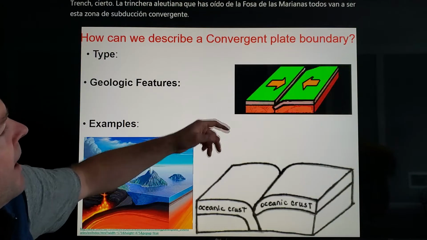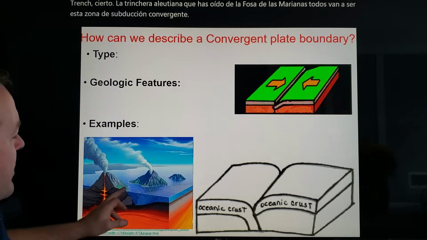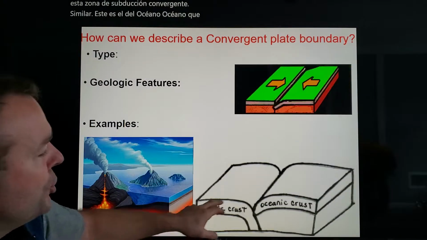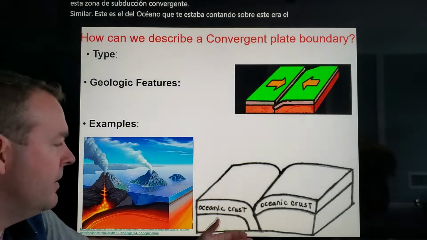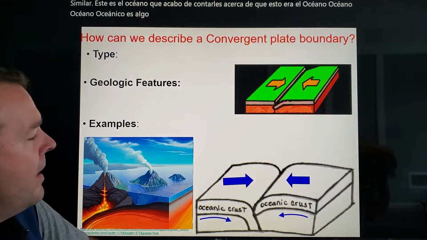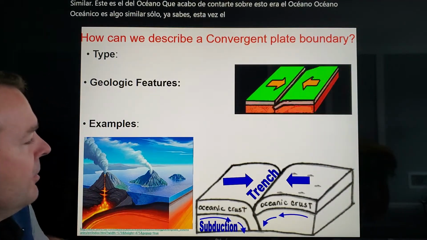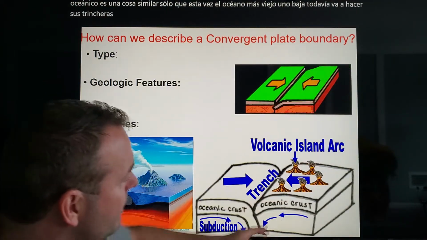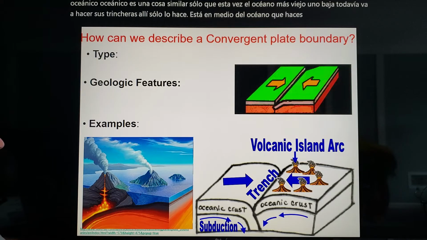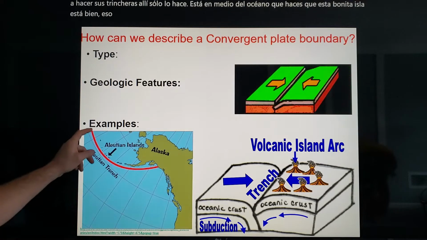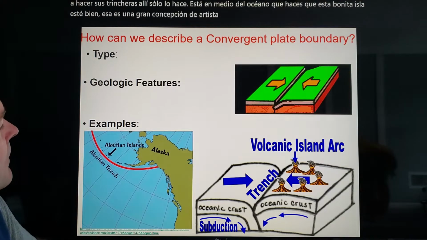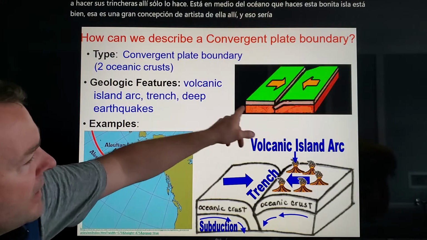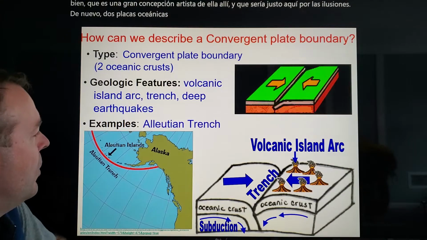Okay. This is the ocean one I was just telling you about. This was ocean-continent. Ocean-ocean is a similar thing, only this time the older ocean one goes down. You're still going to make your trenches there, only it's in the middle of the ocean. You make this nice island arc. All right, that's a great artist conception of it there. And that would be right up here by the Aleutians. Okay. Again, two oceanic plates. That's both basalt and basalt coming together, but the older one goes down.